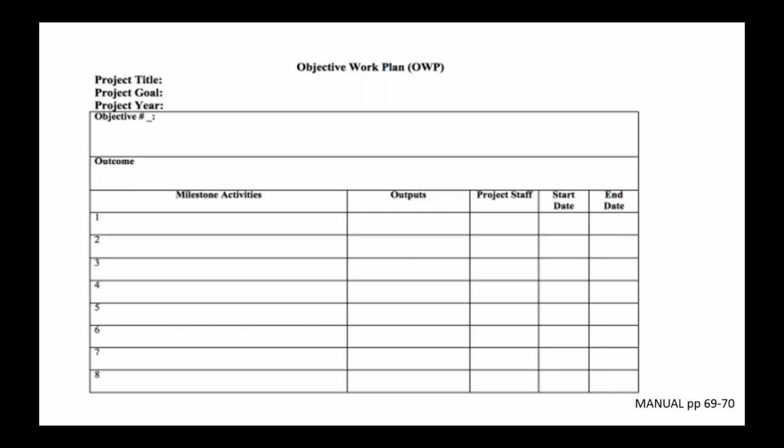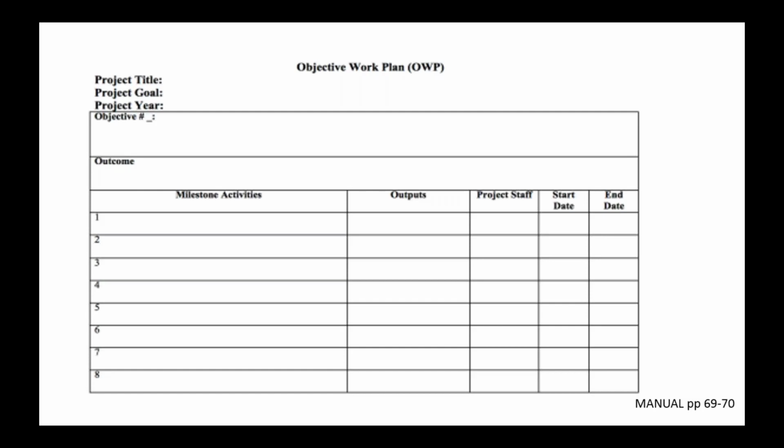After that, the next step is to include an output for each milestone activity. Output should logically result from completing the activity. All your activities should be listed in chronological order by start date. In addition, you want to list the staff responsible to complete that activity. And when you are assigning staff to activities, make sure your staff activity justifies the FTE stated in your budget.